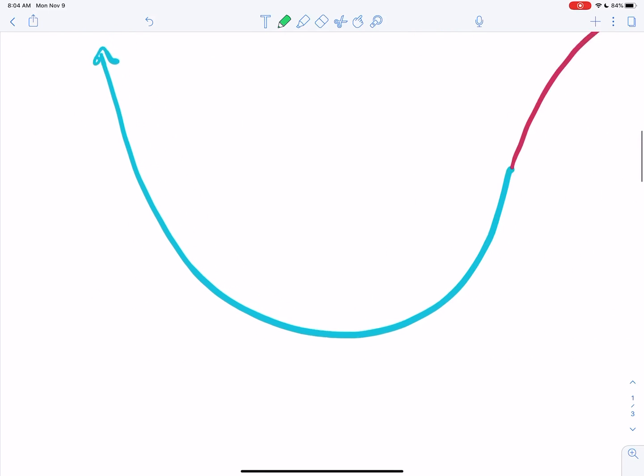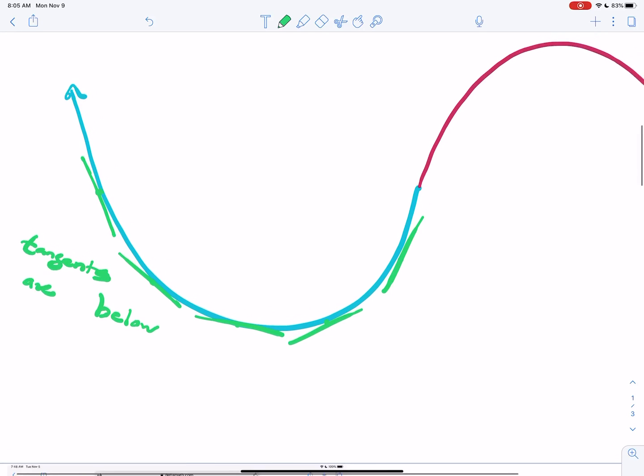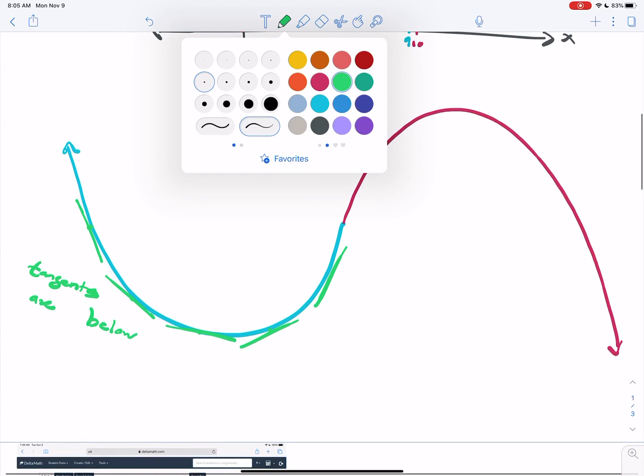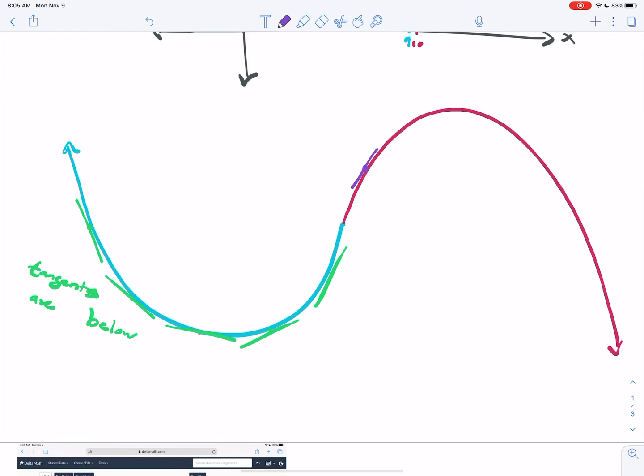So for instance, you guys need to be really quick with drawing these, okay? If it's concave up, your tangent lines are below the curve when it's concave up, okay? But you'll notice that the moment it's concave down, the outside of the curve is actually the top.